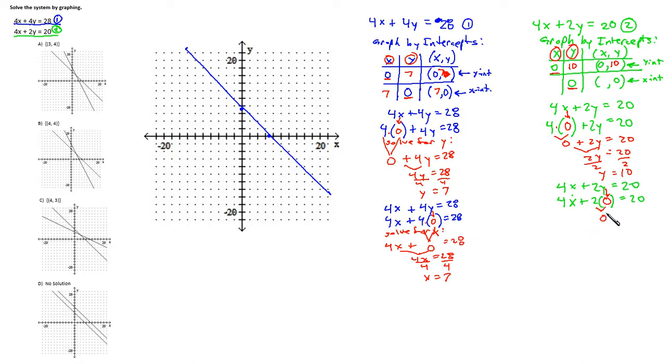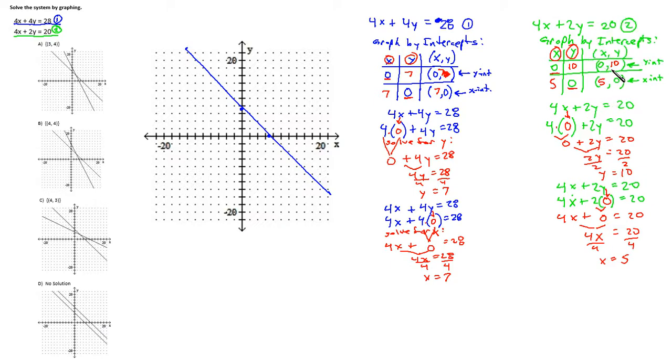2 times 0 is 0. 4x plus 0 equals 20. 4x plus 0 is 4x equals 20. And divide both sides by 4. X equals 5. So we can use these two intercepts now to graph the green line.